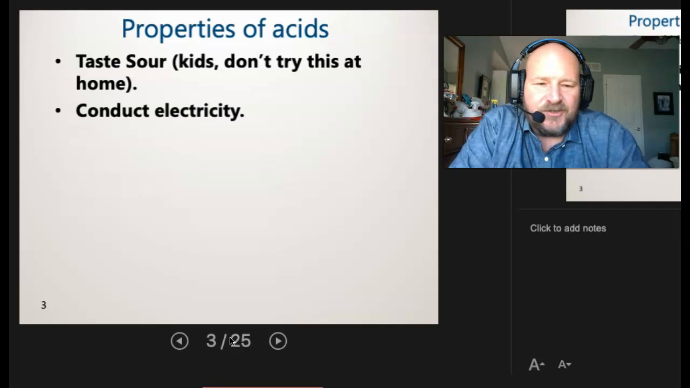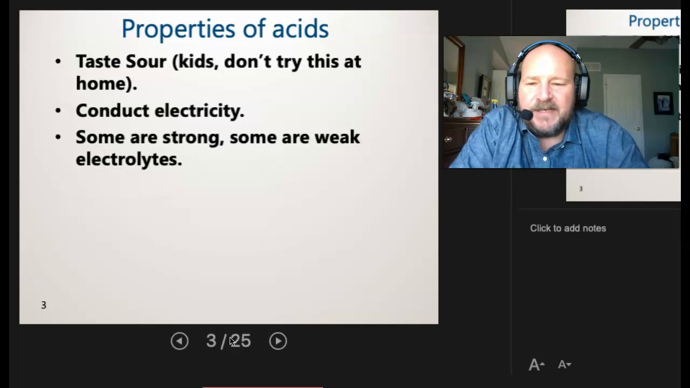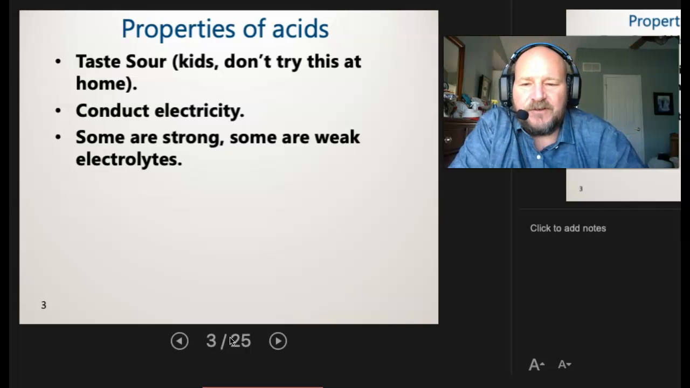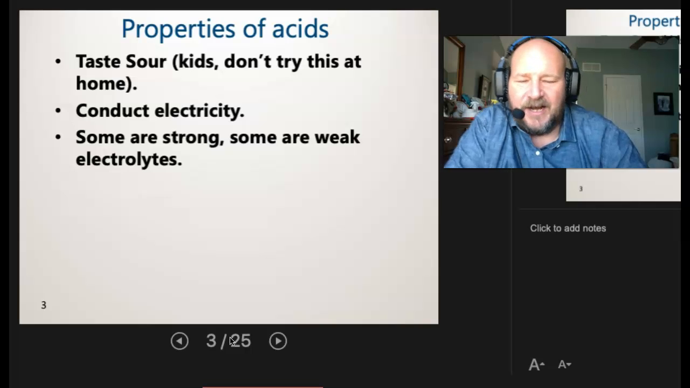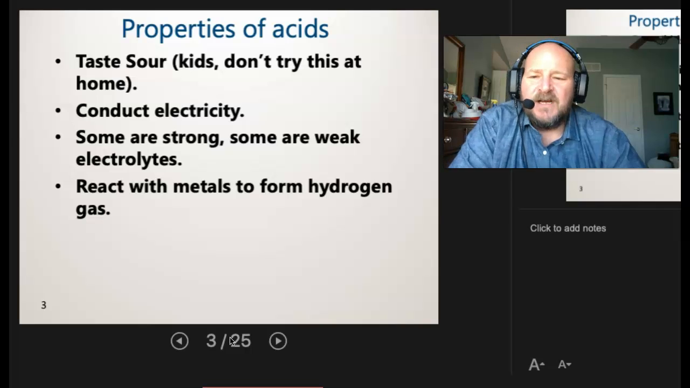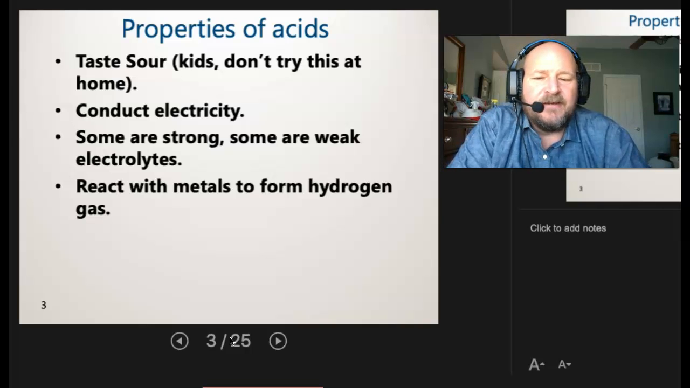Acids will conduct electricity. Some are considered strong and some are considered weak electrolytes. And if you don't remember what that means, they will ionize and fall apart in water. If they're a strong electrolyte, they will completely ionize. And if they're a weak electrolyte, they will partially ionize. Acids will react with metals to form hydrogen gas.